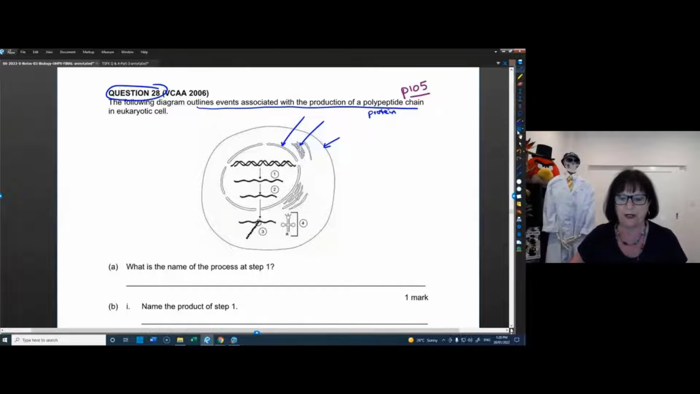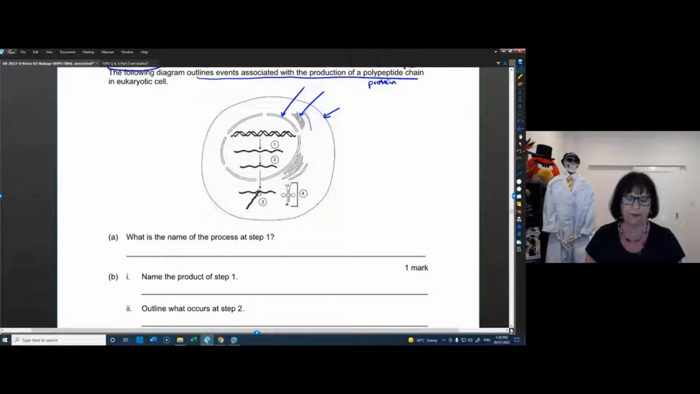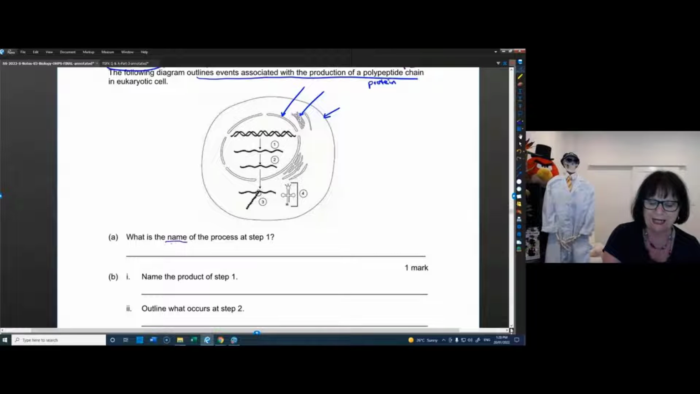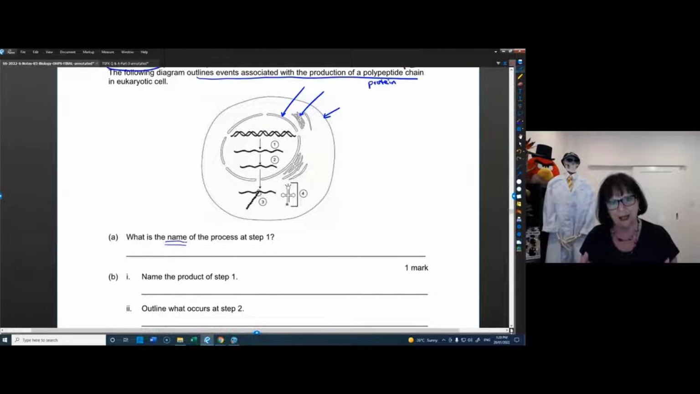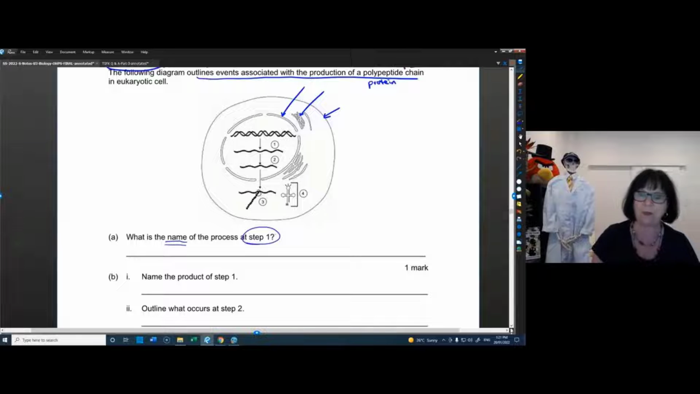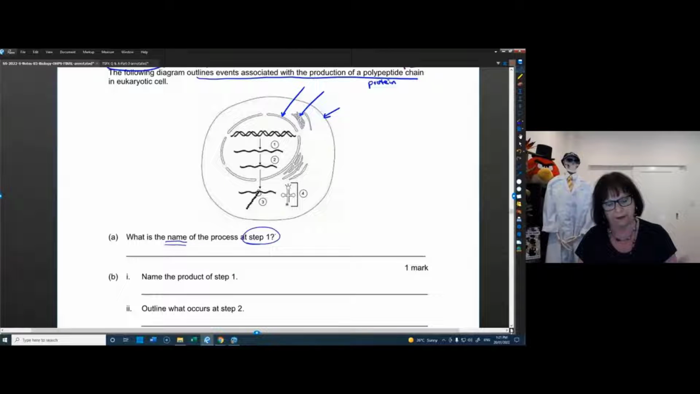Now, what we have to do when we're answering these is to make sure we are reading the correct information. So what is the name of the process at step 1? Now, when you're asked for the name of something, all you have to do is write the name down. I know in school we've always encouraged you to write more, but what we're talking about here is just write the name down of the process in step 1.